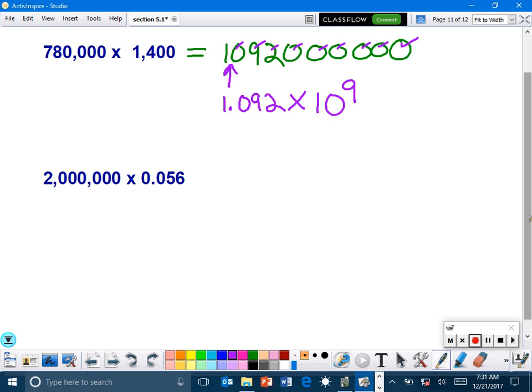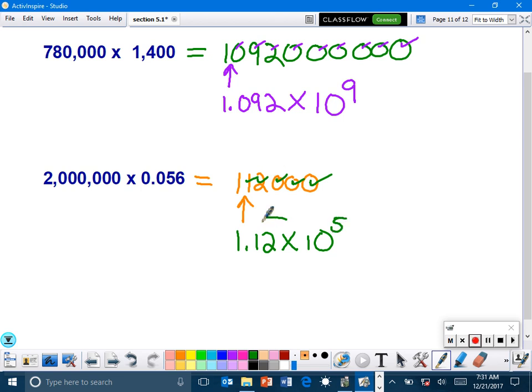Same thing with the next one. You can just take your calculator, multiply those together, and you're going to get 112,000. And I want the decimal to be right here. So 1.12, those zeros are not necessary, times 10 to the 5th power.